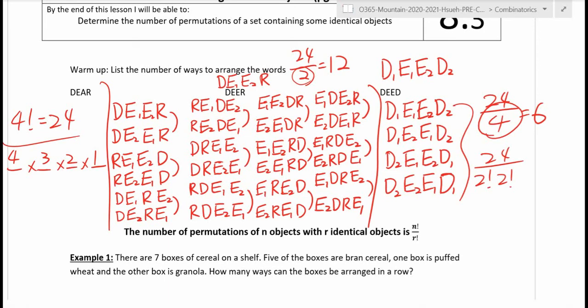So it's going to be less. So then we just need to divide. So that kind of makes sense actually.